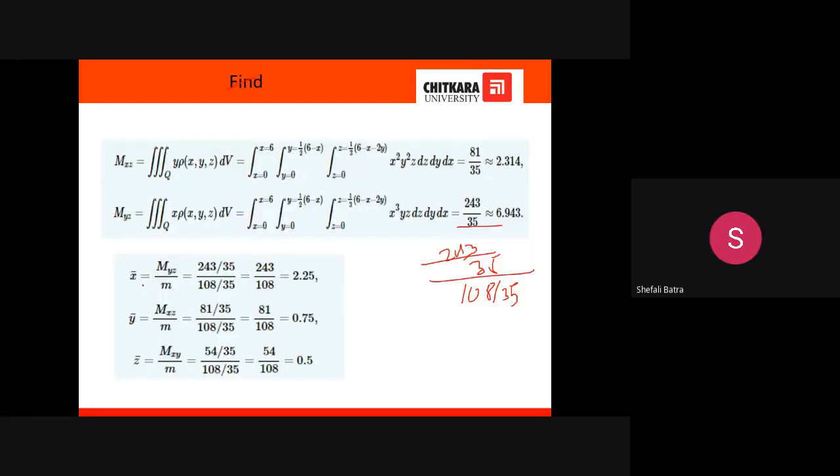So this is your x bar, 245 divided by 35 divided by mass, 108 by 35. Similarly y bar and similarly z bar. Right? Any doubt? Any doubt, beta? At any step?